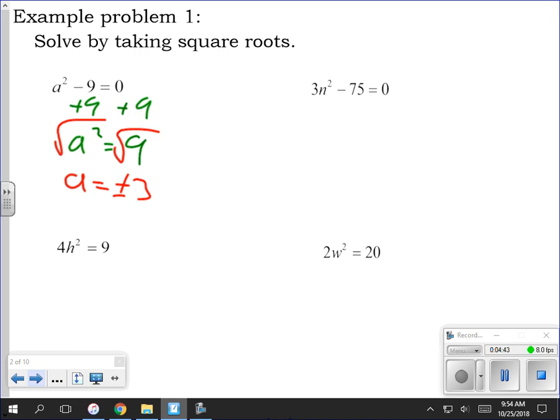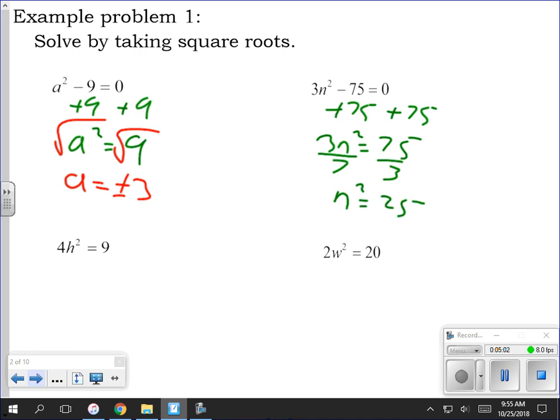Next one, same step. First one, add 75 to both sides. 3n squared is equal to 75. I want to get my square by itself first. So my next step is to divide both sides by 3, and I get n squared equals 25. I have my squared variable. My next step is to square root both sides, and I get n equals plus or minus 5. Okay, plus and minus 5.